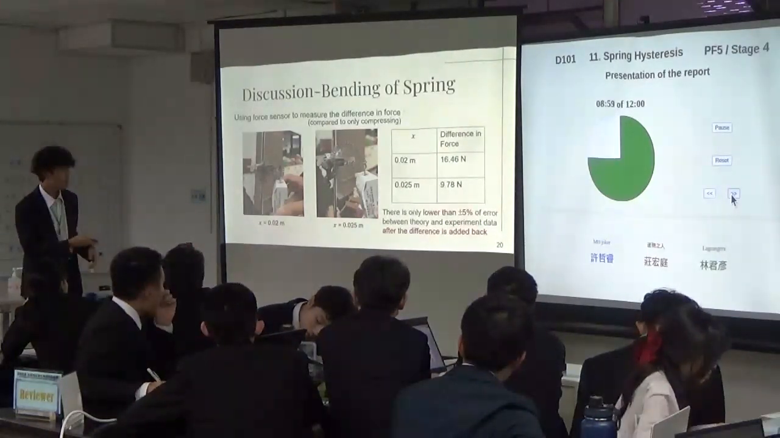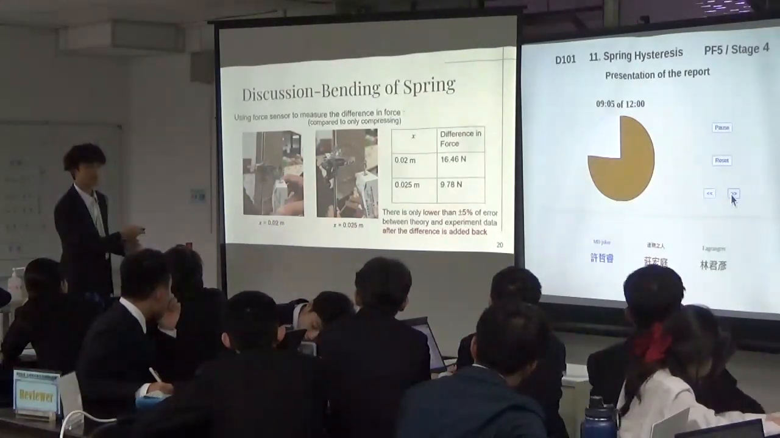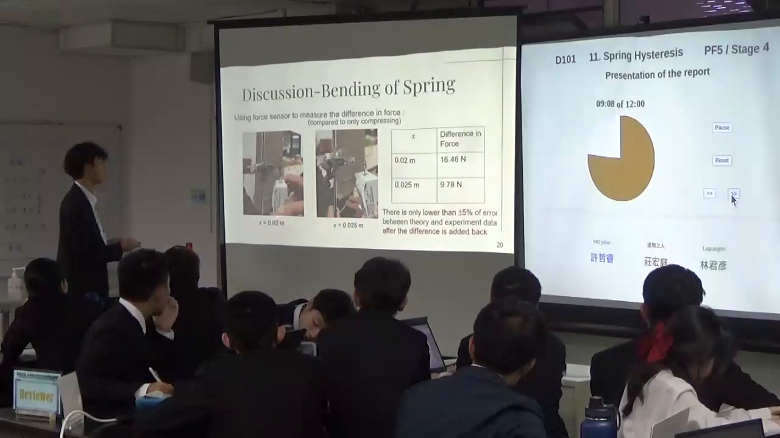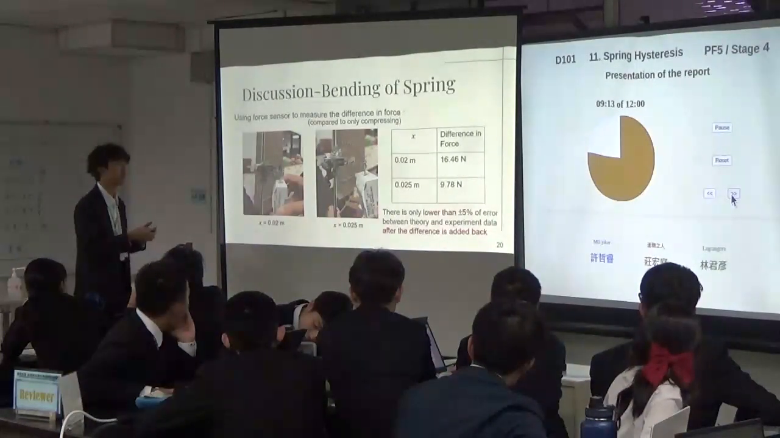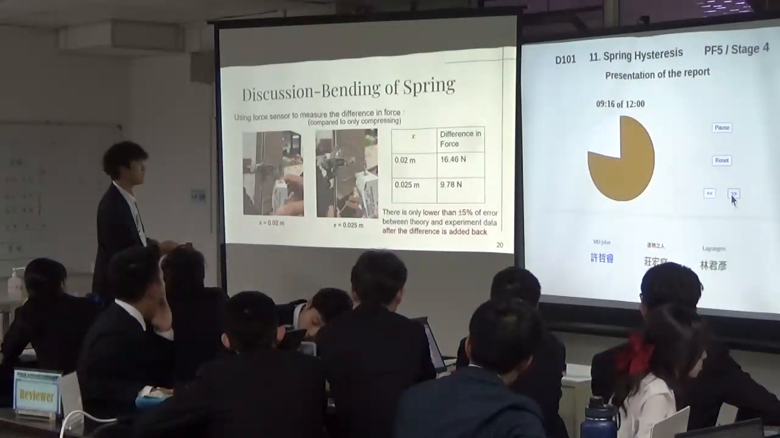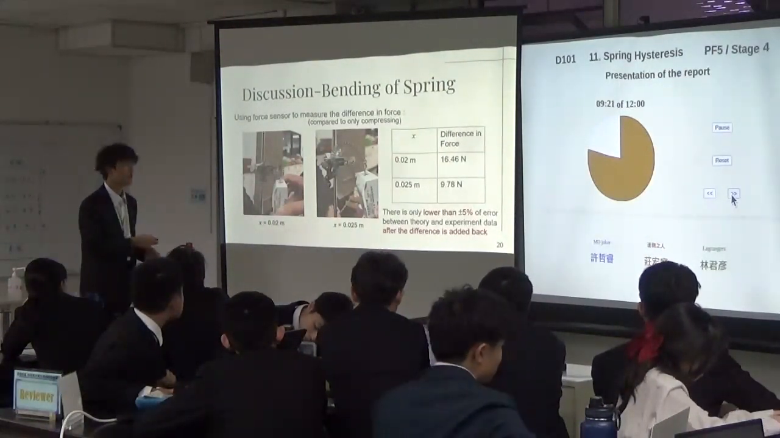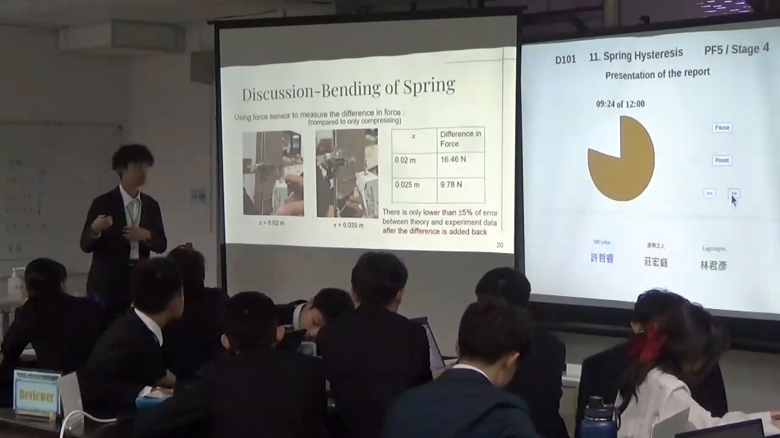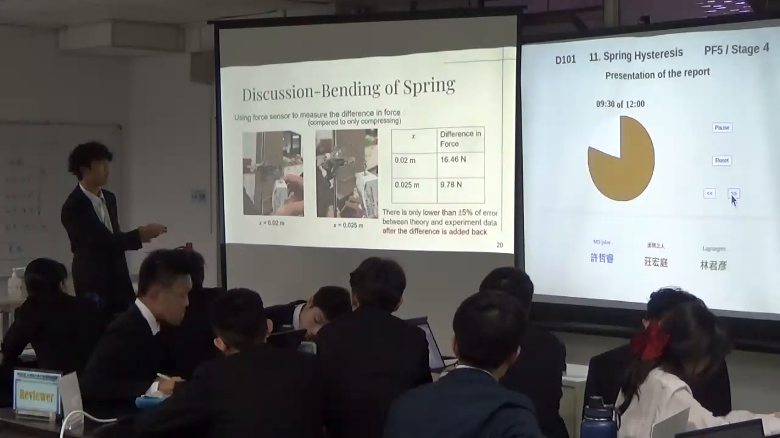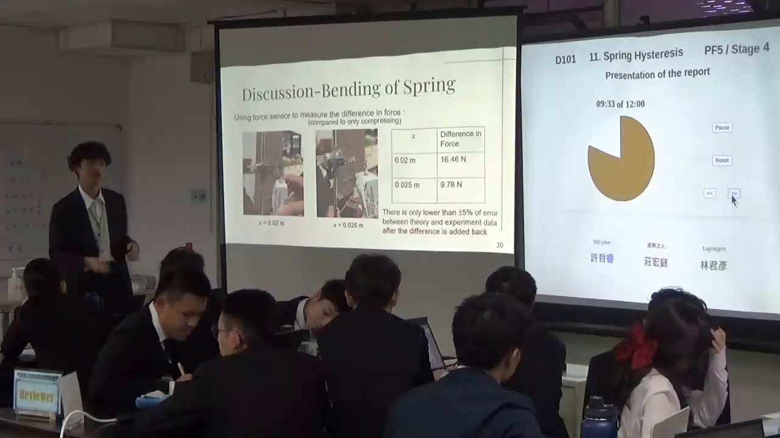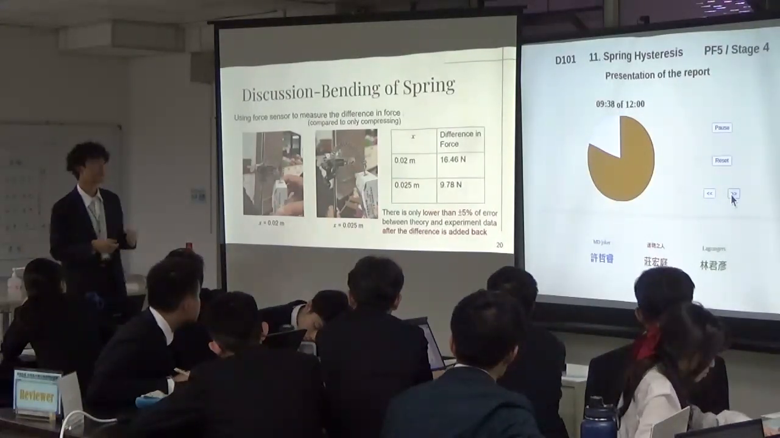And so after we have this picture, we want to bend the spring with the force sensor to know how much difference there is between the bending of the spring and only compressing the spring. And we get these values. After we add these values to our experiment data, we can see that our experiment data fit our theoretical line, and there is only lower than 5% margin of error after the difference is added back. So we can still prove that our theory is correct.